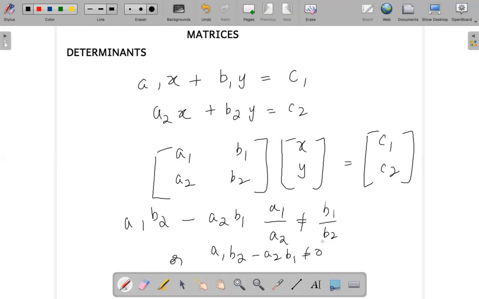Okay, so the number which determines the uniqueness of the solution is associated with the matrix A, and is called the determinant of A or det A. Determinants have wide applications in engineering, science, economics, social science, etc.